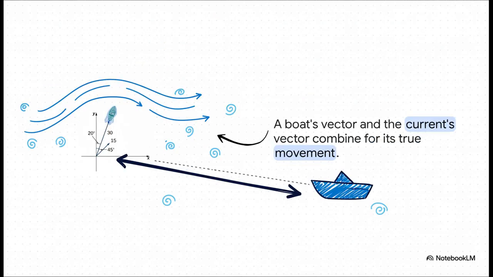And it's the exact same idea on the water. A boat's engine gives it one vector, but the river has its own current, its own vector. To figure out where that boat's going to end up, you have to combine them. It's the same math, just a different setting.